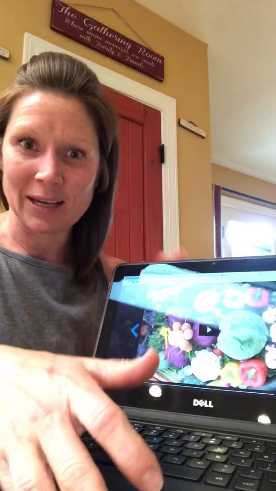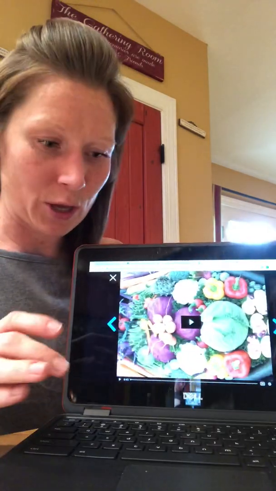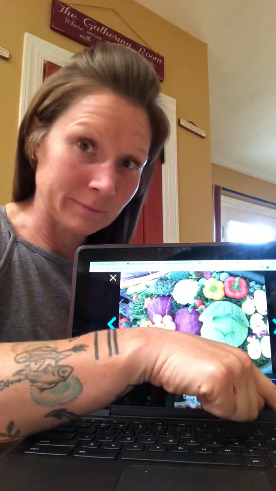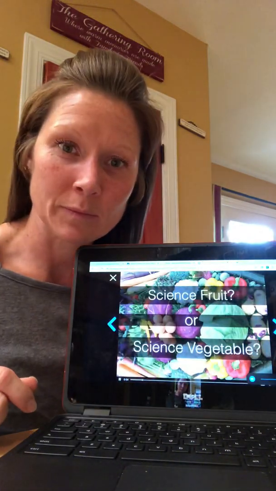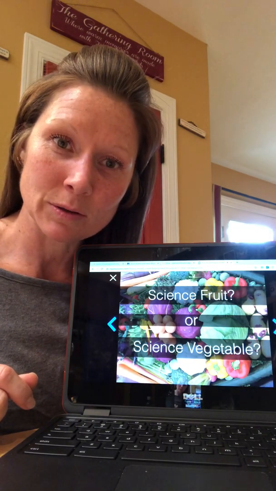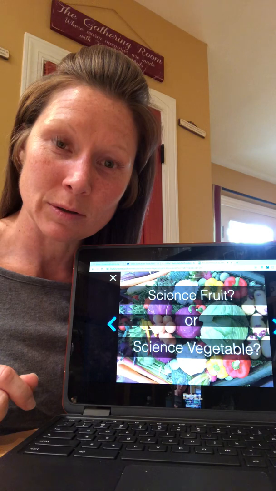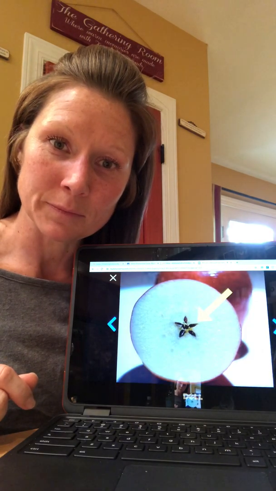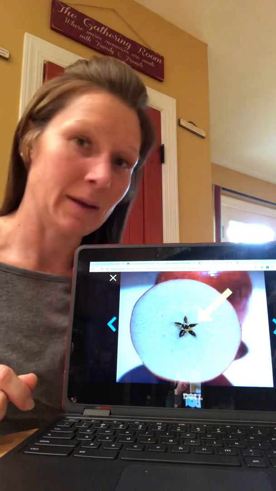I will do my best to make sure that you can see the screen or at least hear what's going on. All right, so here we go. We are going to play a game called Science Fruit or Science Vegetable. It's your job to think like a plant scientist and figure out what's a fruit and what's a vegetable. To a plant scientist, a fruit, like this apple, has seeds in it. A vegetable doesn't have seeds in it.